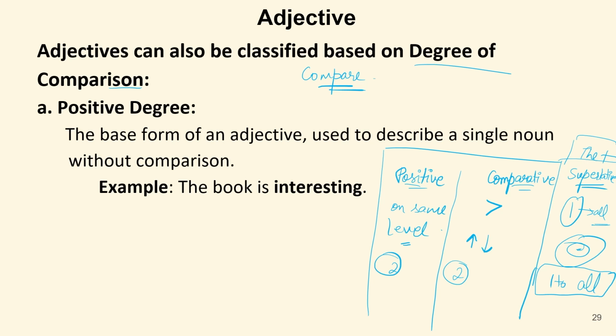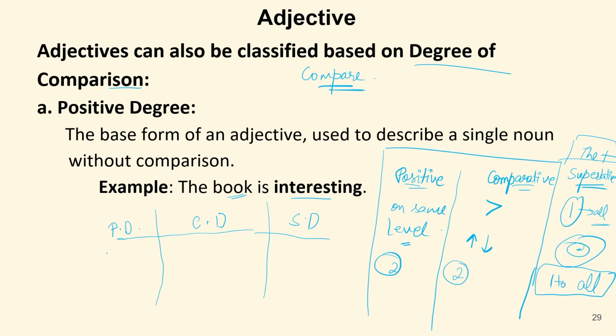The book is interesting. Now we are just saying that the book is interesting. This is a positive degree of adjective. We are saying that this book is interesting. Now, if I write a word in a positive degree, it can be converted into comparative degree, it can be converted into superlative degree. Though there are several tricks, they are not applicable everywhere. But we'll read some of them.